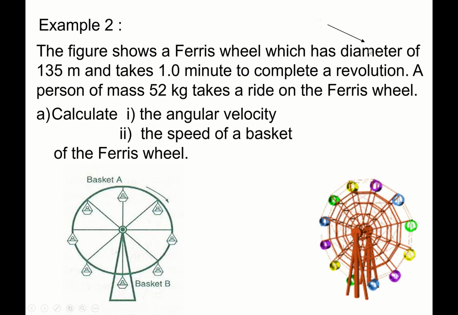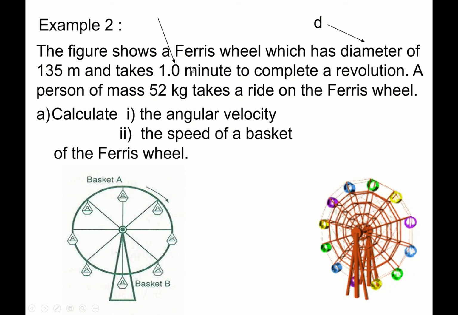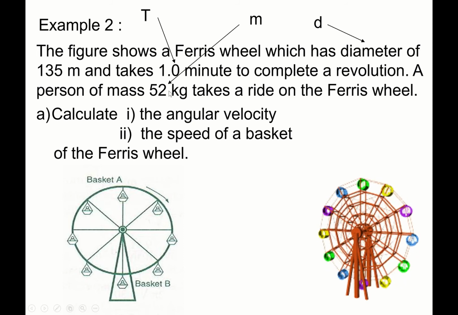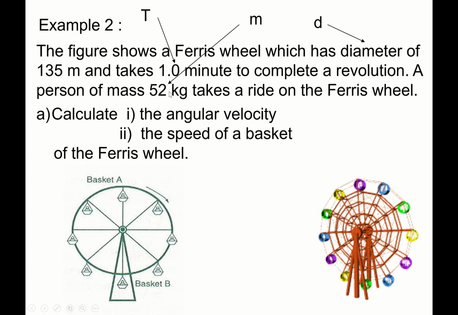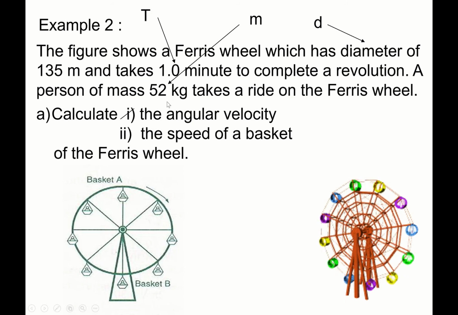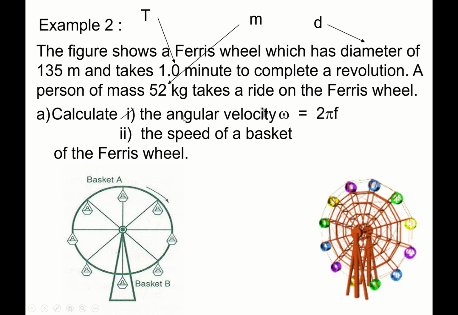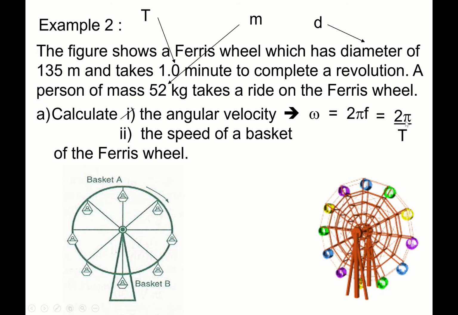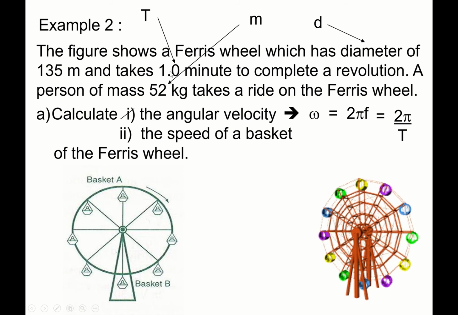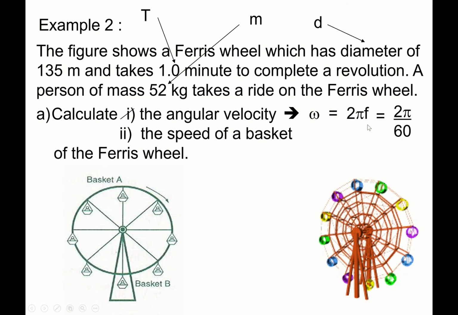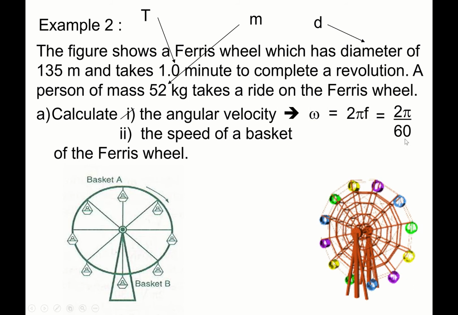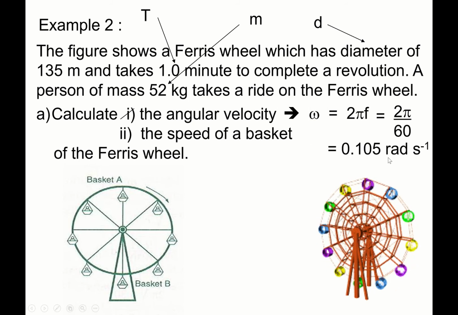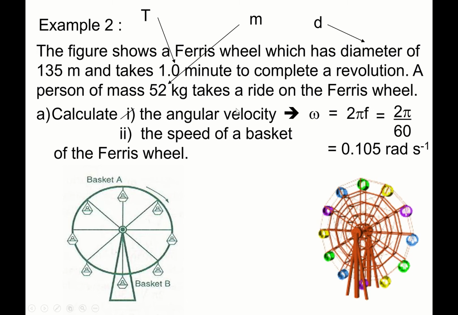So we are given the diameter d, the period T of 1 minute, and the mass of the person in the basket of the Ferris wheel, 52 kg. To calculate the angular velocity, we use the formula omega equals 2 pi f, and f equals 1 over T. The T given is 1 minute, converted to 60 seconds. So 2 pi over 60 seconds gives the answer 0.105 radian per second. So this is the angular velocity.